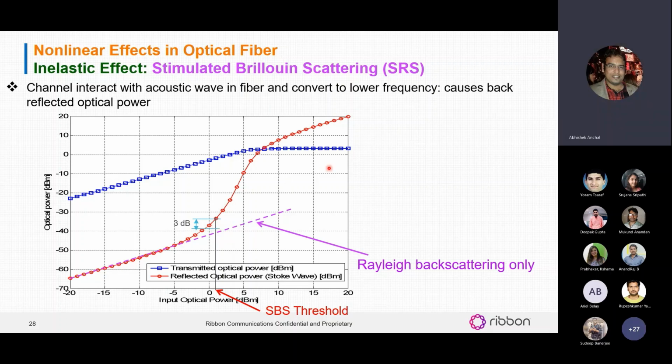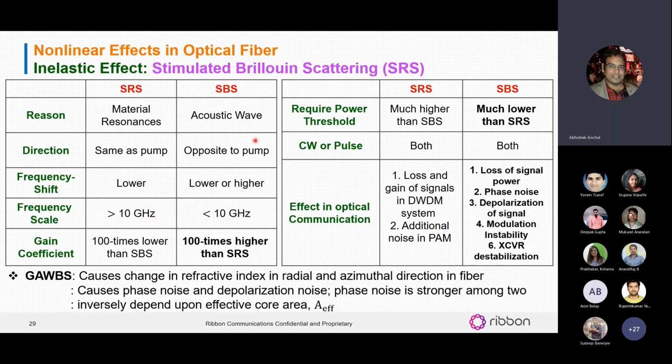So that's why it's gaining attention these days, and the reason is this. The gain coefficient for SBS for single mode fiber is 100 times higher than Raman SRS. This means even at a lower threshold power, SBS can happen. But in order to see SBS, we need a long transmission distance, because it happens very slowly, at very low power with distance. So it requires a very large distance to effectively see SBS. But once SBS happens, it can cause loss in signal power.